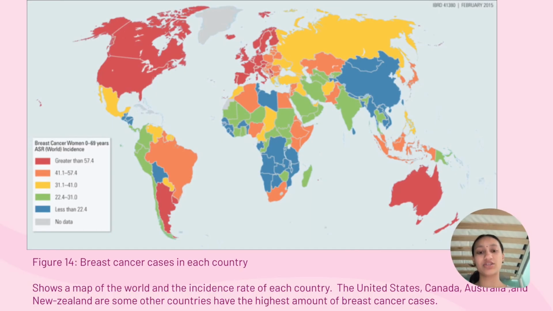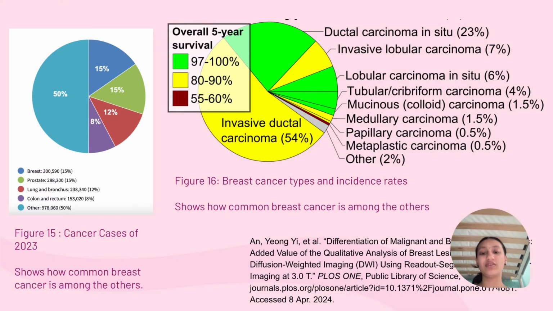China and some countries in Africa have the lowest amount of cases. Figure 15 shows the cancer cases of 2023, and it emphasizes how large the amount of breast cancer cases are compared to the rest of the cancers. Figure 16 shows the different types of breast cancer and their incidence rate.